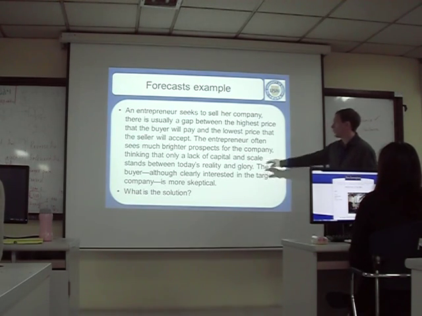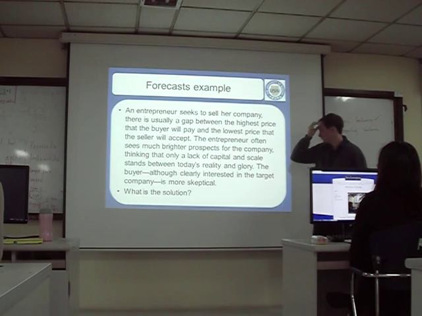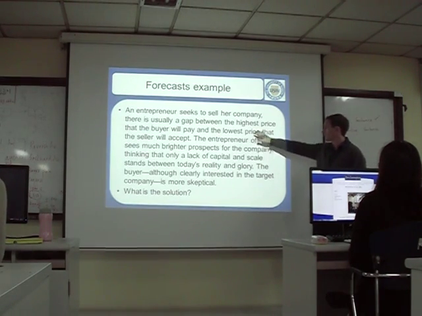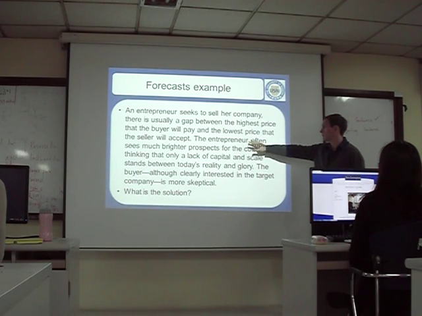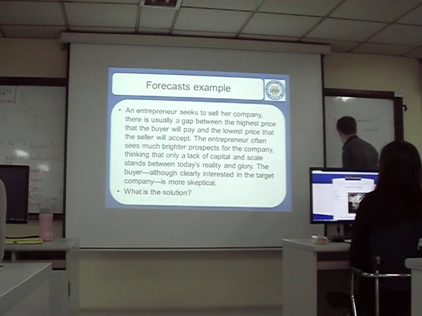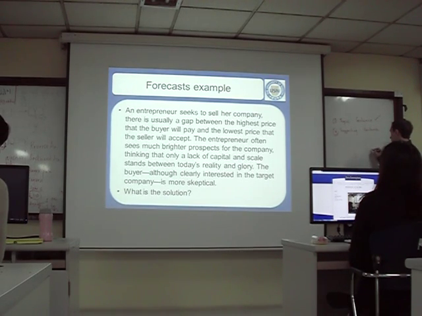Okay, so an entrepreneur wants to sell her company. Usually we have a problem when somebody wants to sell their company. There's a gap between the highest price the buyer will pay and the lowest price the seller will accept. Do we have a ZOPA in this case? The seller will accept 1 million. Right? The buyer will pay 500,000. Okay? This is the reservation price of the buyer. This is the reservation price of the seller.